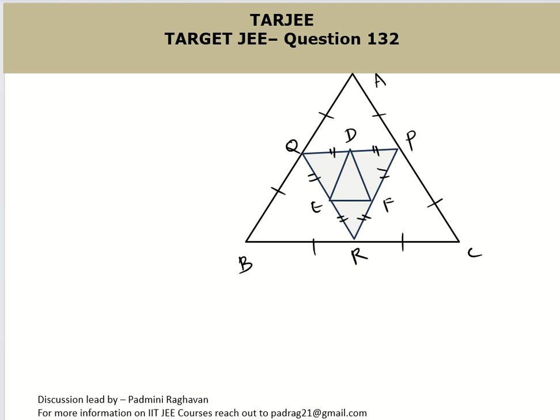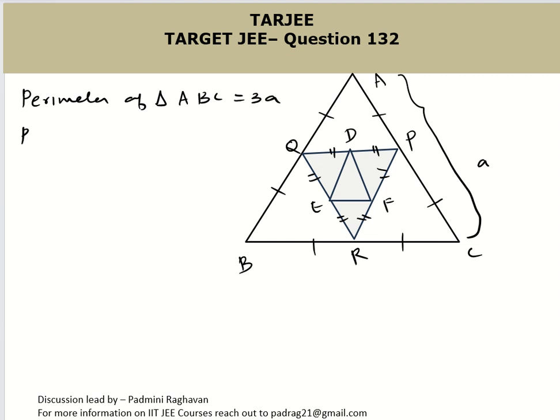This procedure continues. Let's talk about the perimeter. Perimeter of triangle ABC. Let's call the side of the original triangle A. So perimeter is going to be 3A. Next we'll talk about the perimeter of triangle PQR. We know that by using the midpoint theorem, the line joining midpoints is equal to half the third side. So each side of triangle PQR is A by 2. So perimeter is 3 times the side, so 3A by 2. So you can see that every smaller triangle inside will have the side as half of the previous triangle.